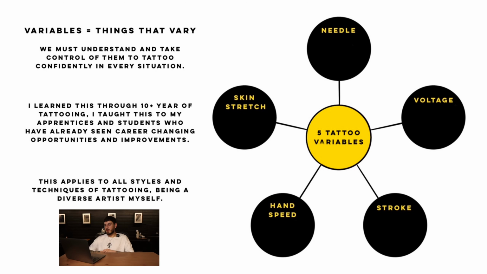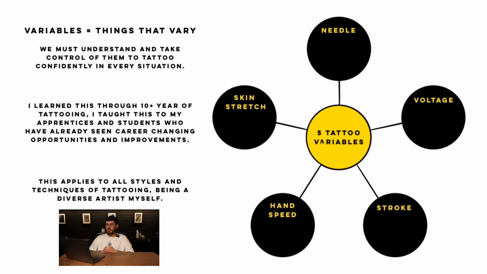The 5 tattoo variables are my system that I've kind of developed in order to understand the system of tattooing and the things that we need to pay attention to. Variables, obviously the things that vary and the things that change. And as long as these things vary and they're going to change, they have the potential to get out of our control if we don't understand how to control them and the way that they're changing.